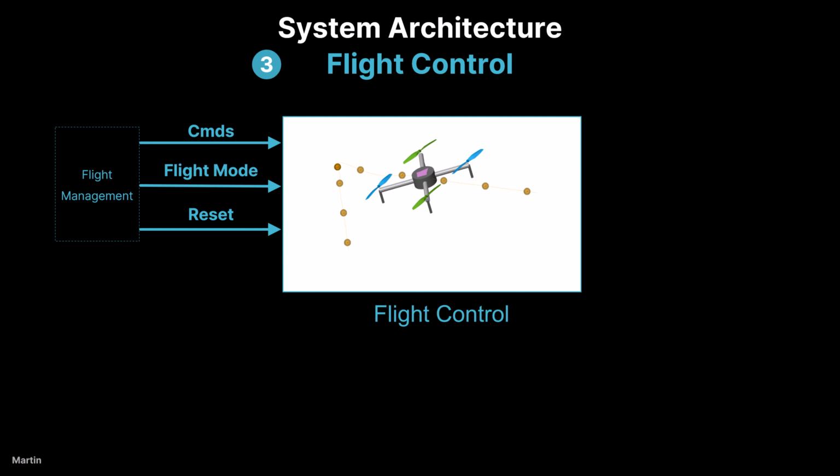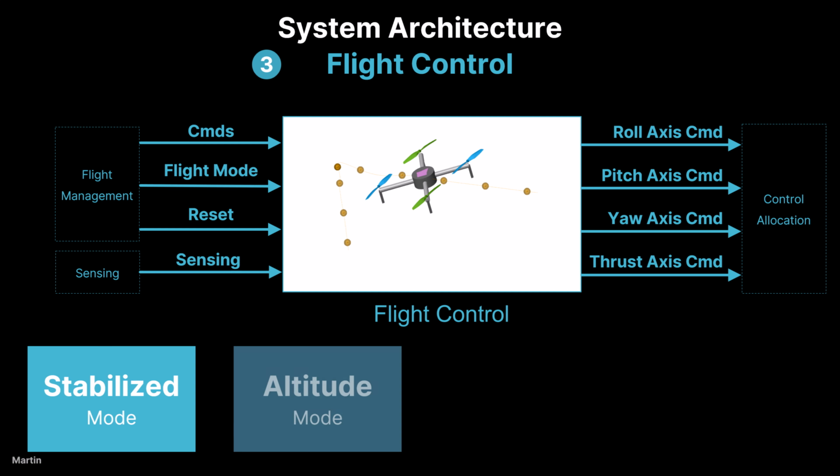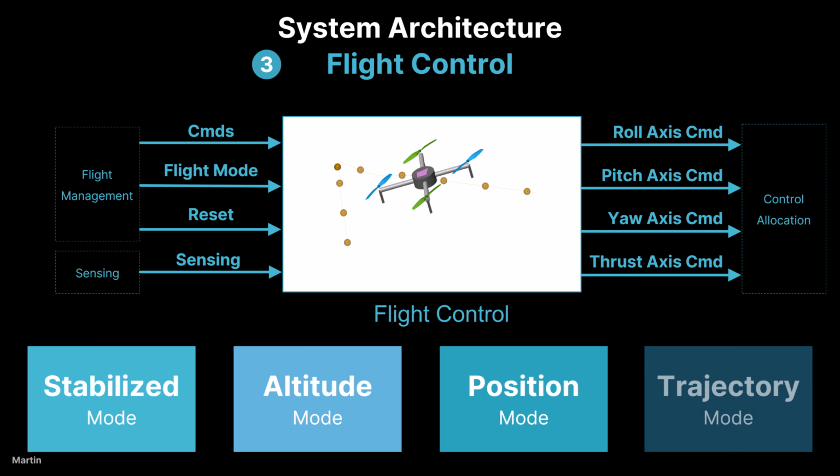Reset signal is used to reset integrators or control states when switching flight modes. Another input is the sensing data from the sensing subsystem. Outputs include roll, pitch, yaw, and thrust axis commands to the control allocation subsystem. In the upcoming sessions, we will explore the system architecture of the flight control subsystem across 4 flight modes: stabilized mode, altitude mode, position mode, and trajectory mode.